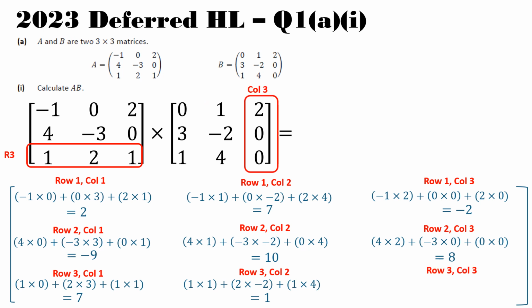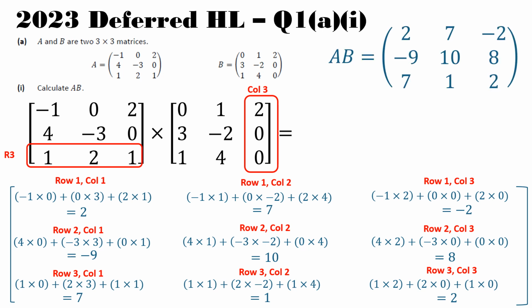Final entry is going to be row 3, column 3, and that's 1 by 2, 2 by 0, and 1 by 0, which gives us an answer of 2. So final answer for AB is 2, 7, minus 2, minus 9, 10, 8, and 7, 1, 2.